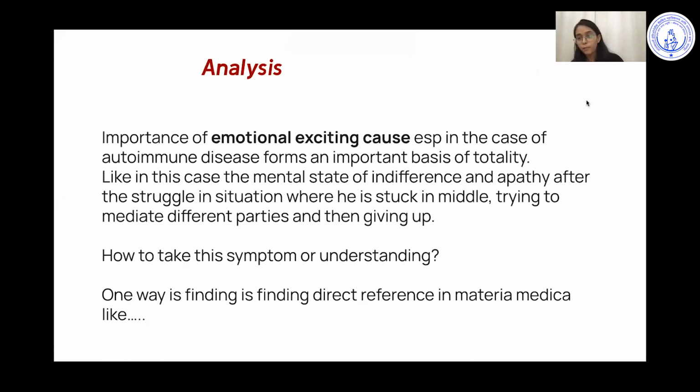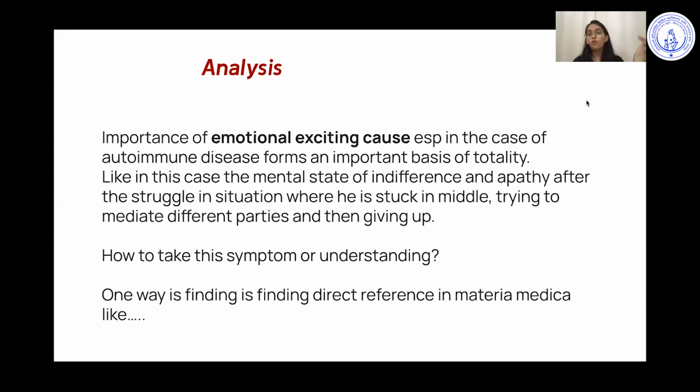He had to take care of his family, his wife. He had to take care of the society as a leader. Then there is a financial issue involved. So he had this mental state that he was stuck. Different parties were asking him to moderate things. He was mediating, and then at the end he had given up everything, and he was in a state of indifference and apathy. But how do we take this and also have his physical generals, his main symptoms of weakness, lethargy, and all the conditions of autoimmune hepatitis in consideration?